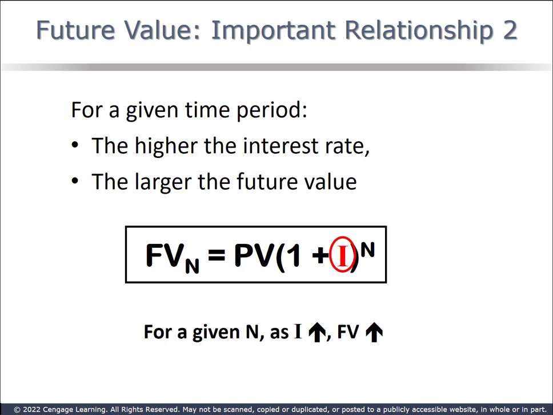For a given time period, N, the higher the interest rate, the greater the future value. Meaning, the higher the interest rates you earn, the more money you have in the future. These relationships are direct as well.